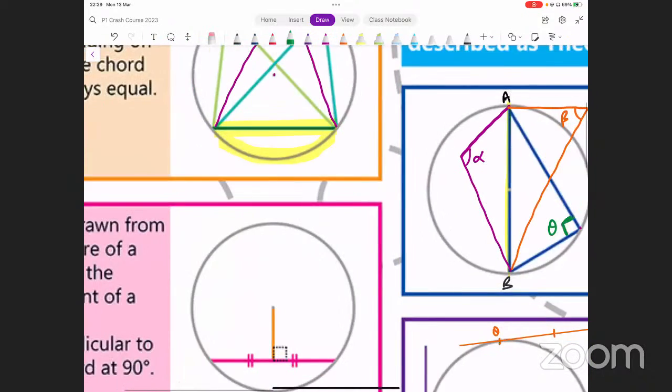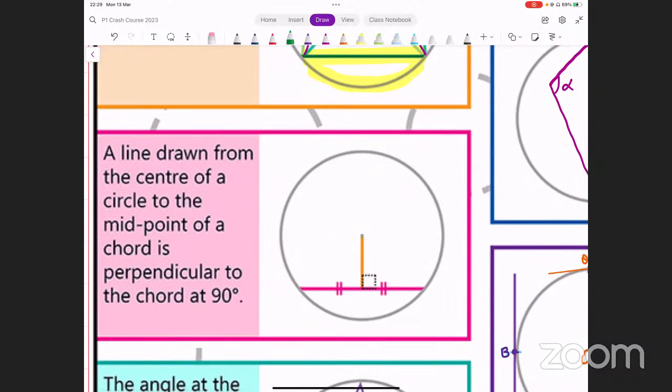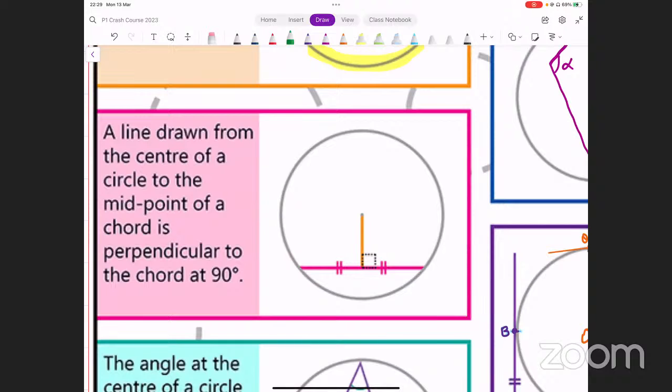Let's move on. The next one is that a line drawn from the center of a circle to the midpoint of a chord is perpendicular to the chord at 90 degrees. What that means is, if you have the center of the circle here, and you draw a line from the center to the midpoint of a chord, so this line here is a chord, the angle that you get here is going to be 90 degrees. And that's true for any chord in the circle.